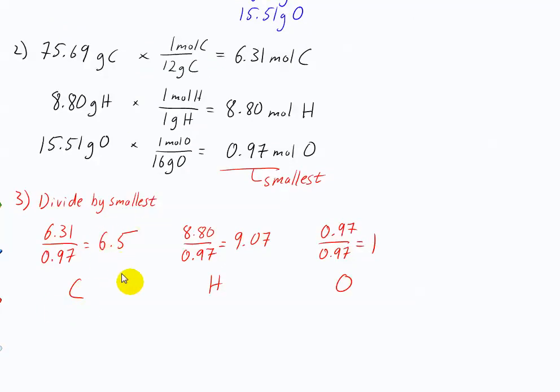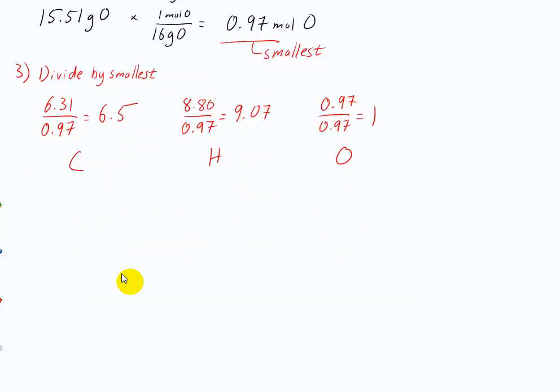So 6.5, we can't really round because that's right in the middle, right? 9.07, I think we can round that. So what are we going to multiply everything by in the fourth step to make it all nice? Can you see that green color, by the way, if I do green? Or is that too light? It's okay. Yeah. So we're going to multiply everything by 2.